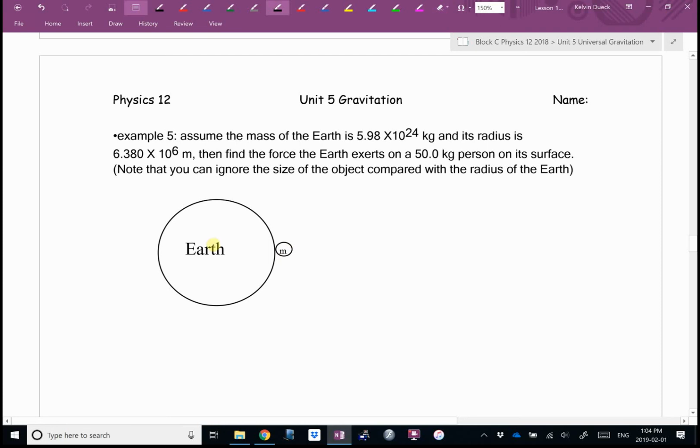Now, technically, I should go radius of the Earth plus the person's height, but the person's height is so small compared to the radius of the Earth that I'm going to ignore that. Let's find the force of gravity. It's going to be big G, big M, little m over r squared.